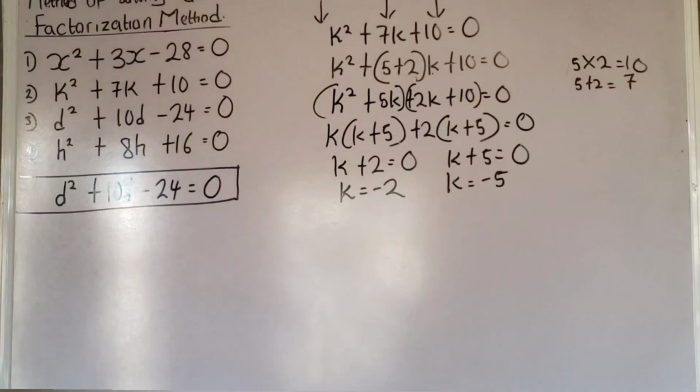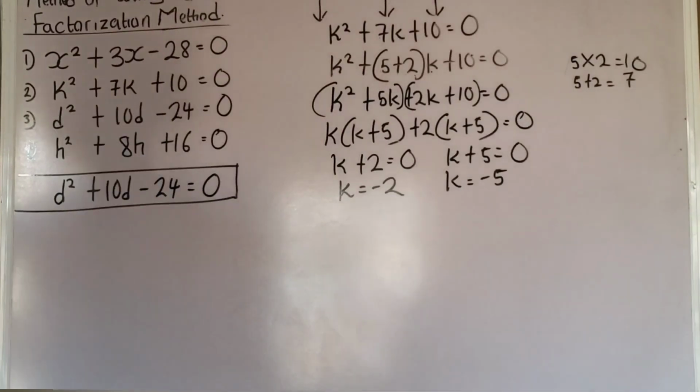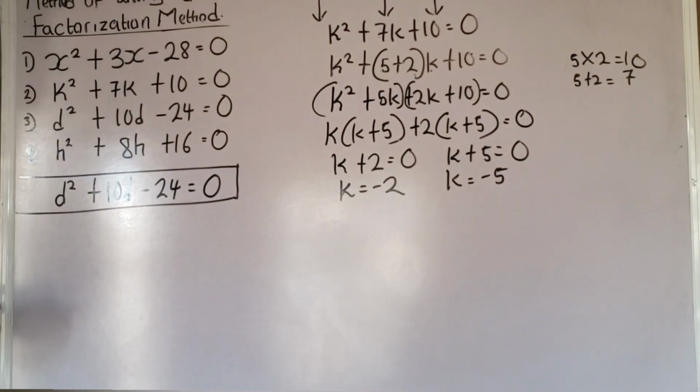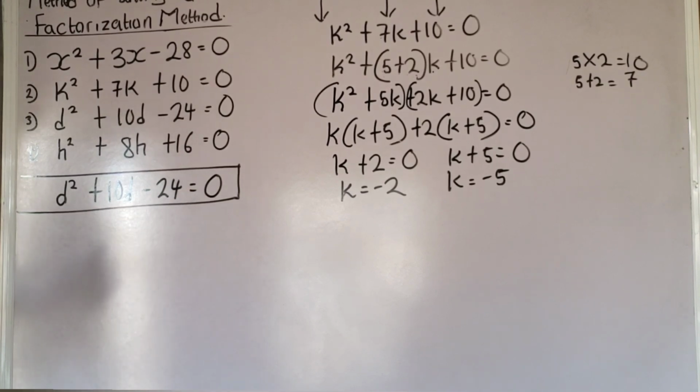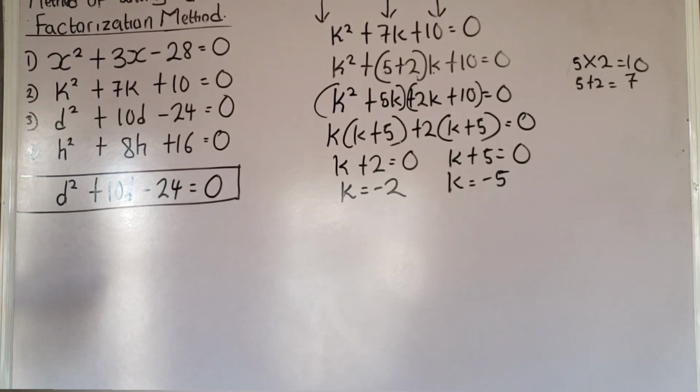So what are the two numbers such that if you take the product of these two numbers, you are going to have negative 24, and if you add these two numbers together, you are going to have positive 10? Those two numbers are, okay, I'm giving you some seconds to think before I give you the two numbers.